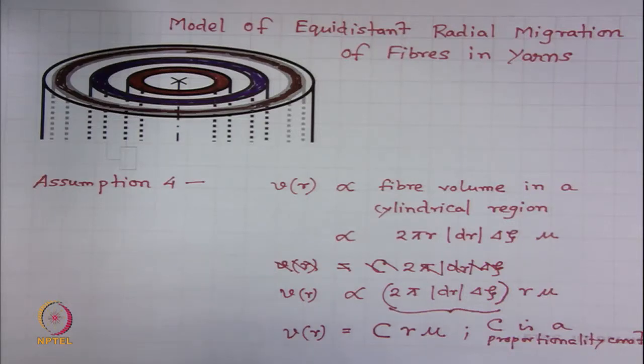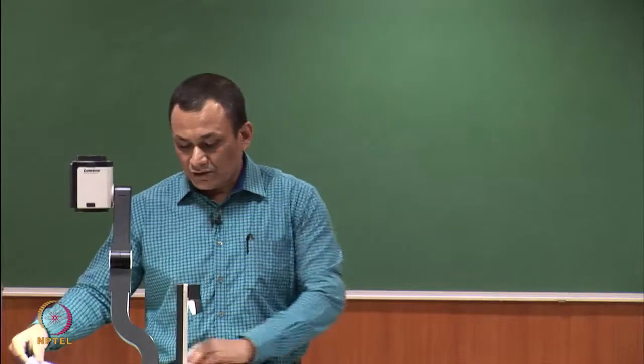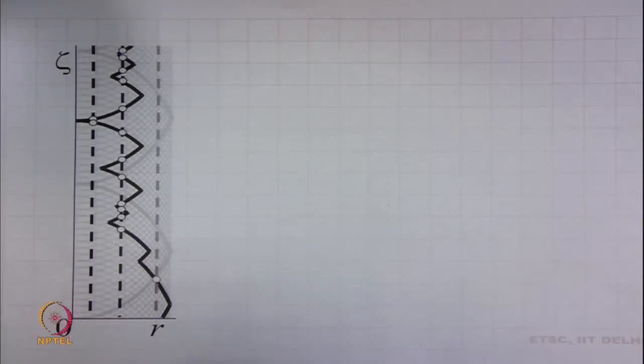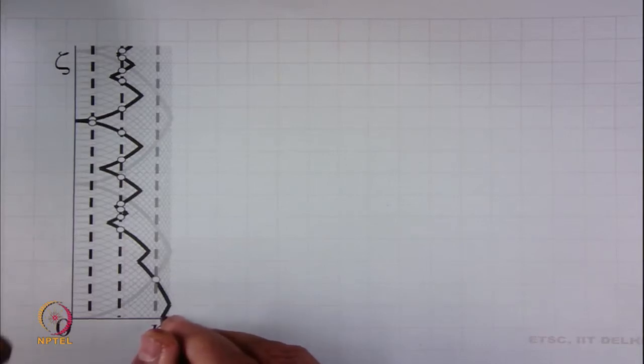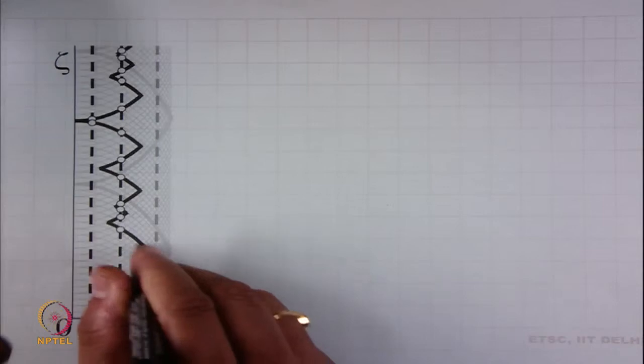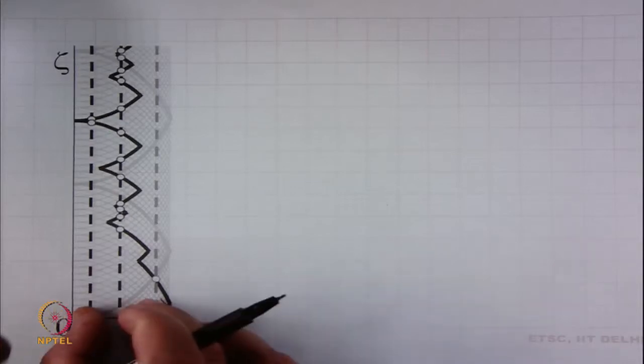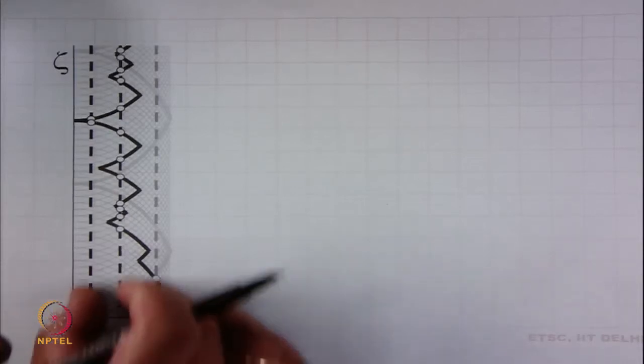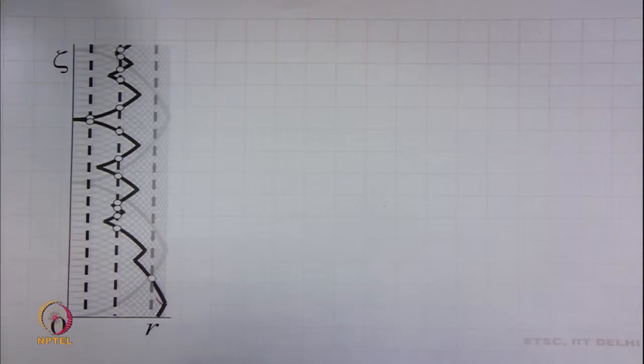Now, it is evident that the model path of fibers, if we imagine, in this equidistant fiber migration model, starts somewhere here, then has very few intersections near the surface, with maximum fiber to fiber intersections happening over here, and at the core also it is very few. However, if you remember Taylor's model, the fiber intersections were considered to be the same at all places.